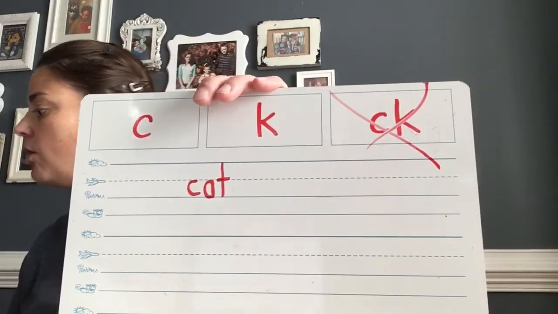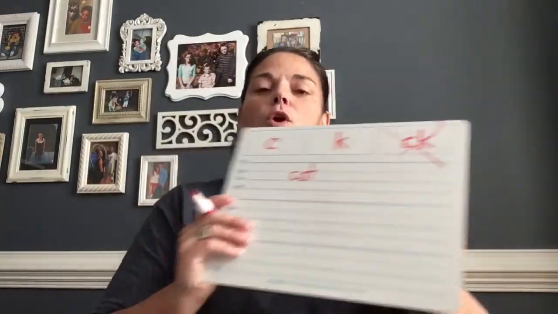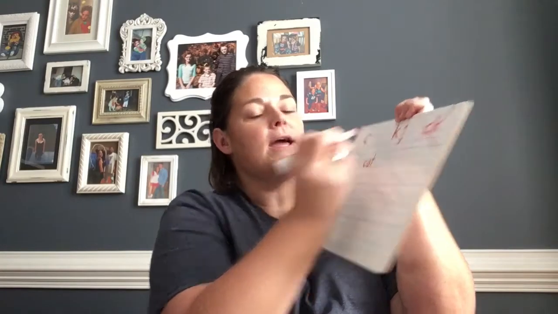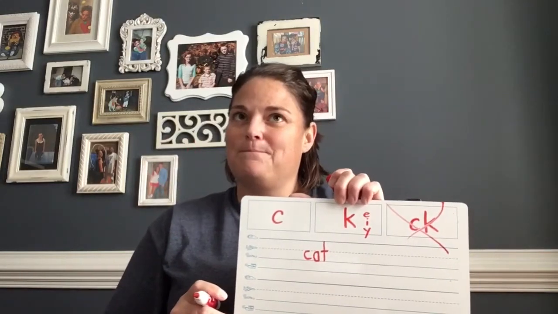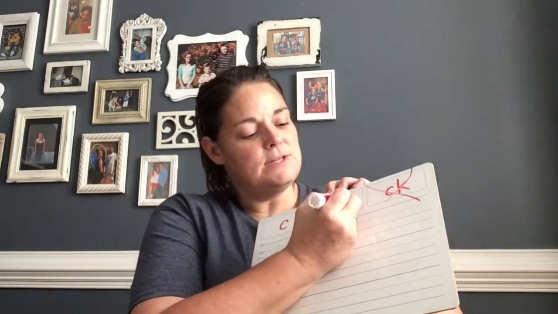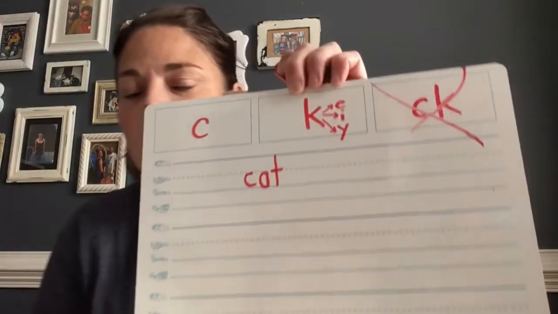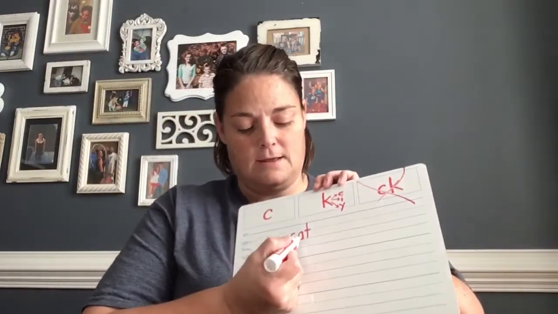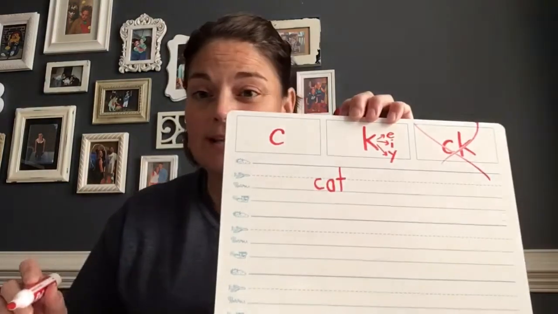Now, K should only be used if the word has an E, I, or Y next in it. So if you have a word that starts with k and the next sound is an E, an I, or a Y, you do use a K. Every other time, like apple, in cat, you use a C.